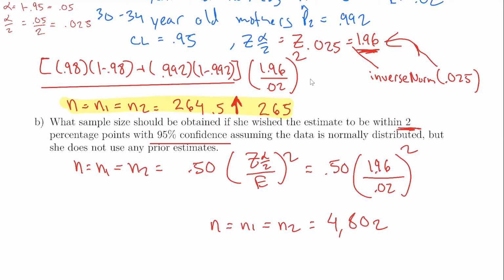So if you look at this one, this is telling you that if we don't use any prior estimate, we need a sample size of 4,802. That's why it's important that if you can find a prior estimate, it should help you out because it's going to tell you that you don't need as big of a sample size. If you go into it without knowing any prior estimate, it's going to tell you that you need a big sample size. But if you do have a prior estimate, like in part A, that's going to minimize how big of a sample size you actually need to get for both populations. But that's it for B.